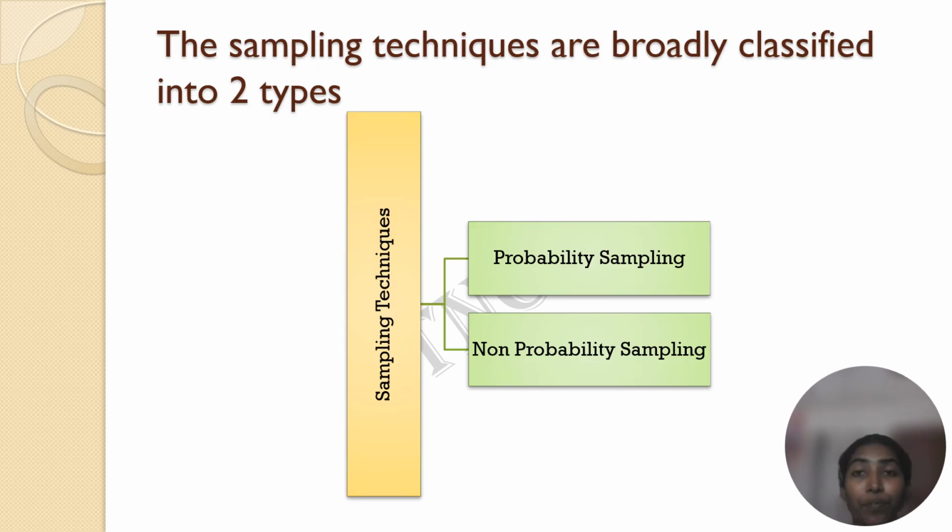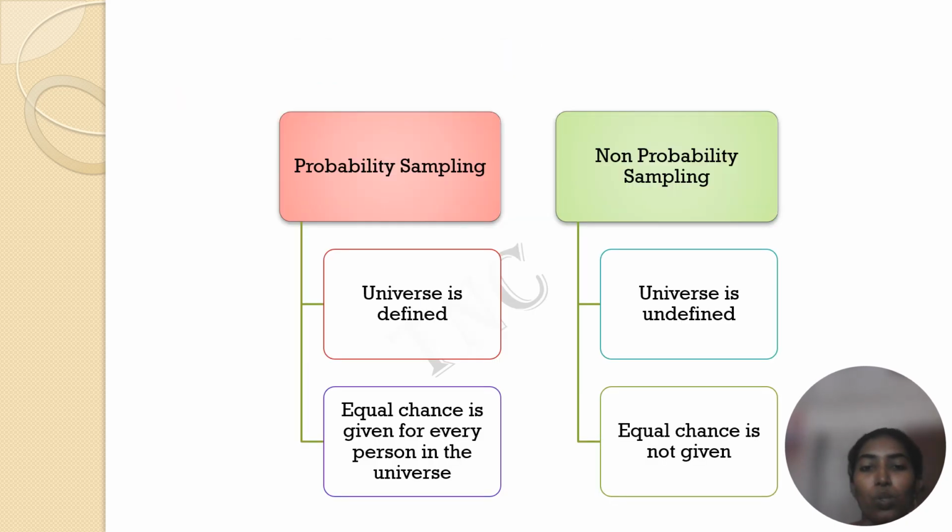So if we take up sampling techniques, which is the process of selecting the sample from a population, it is broadly of two categories. One is probability sampling and the second one is non-probability sampling. So in the probability sampling, the universe is defined. Universe is defined in the sense you know the exact population size.